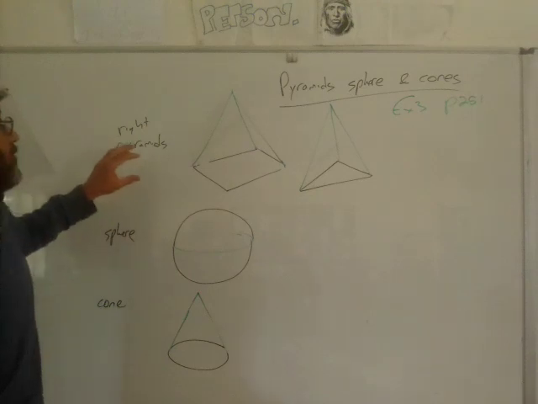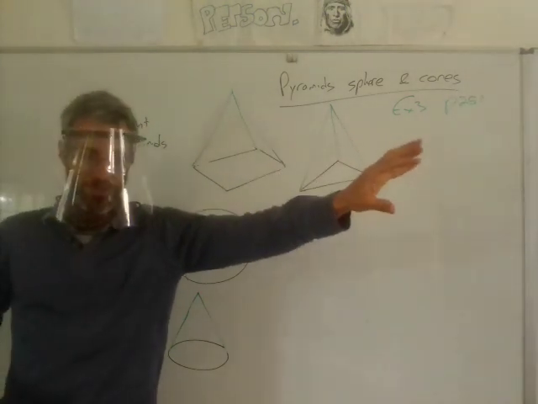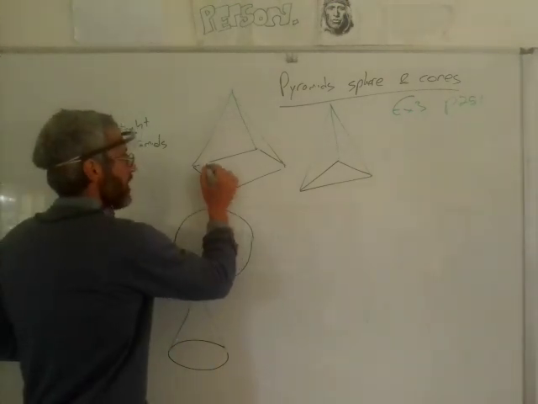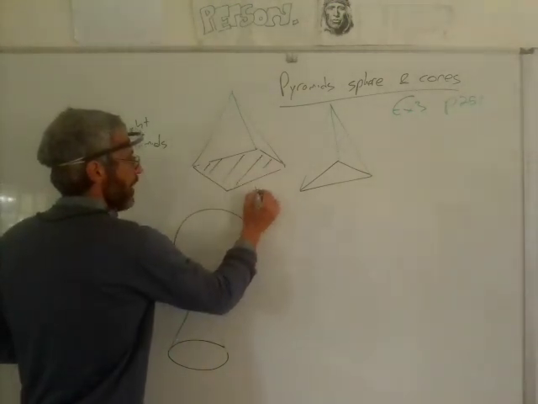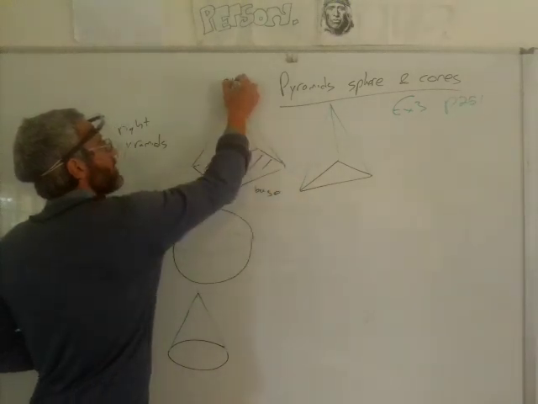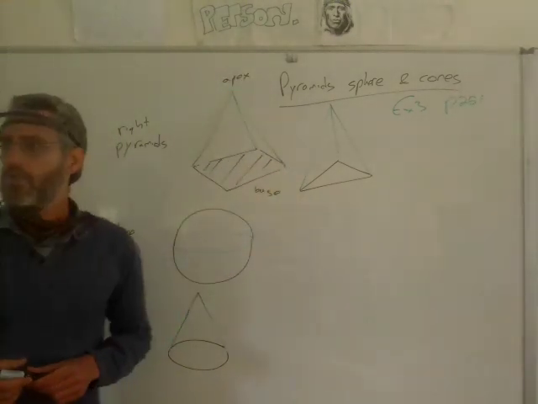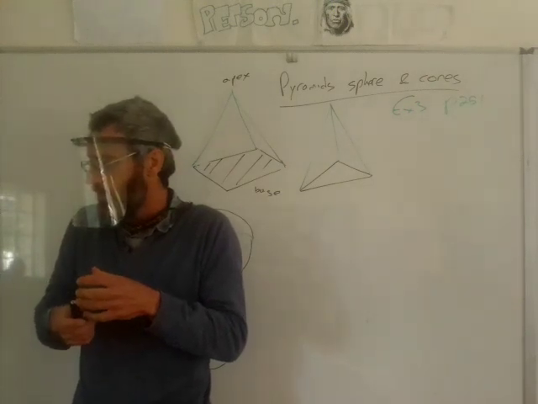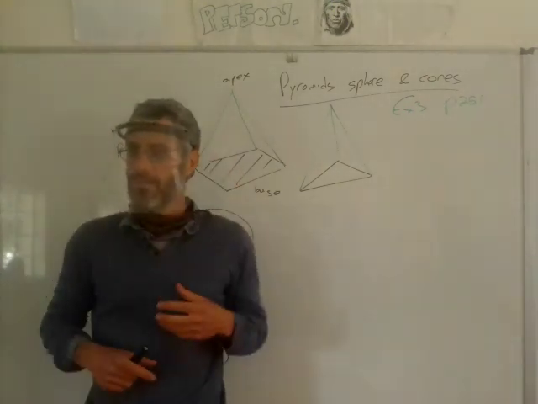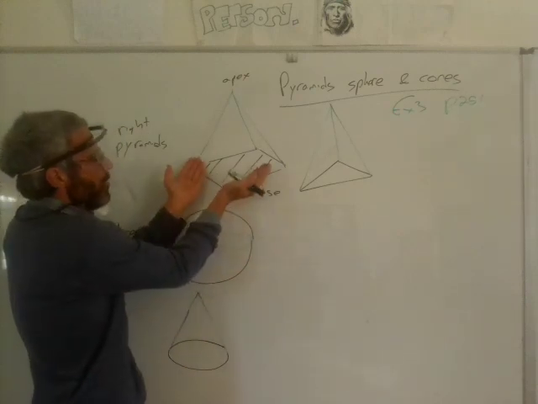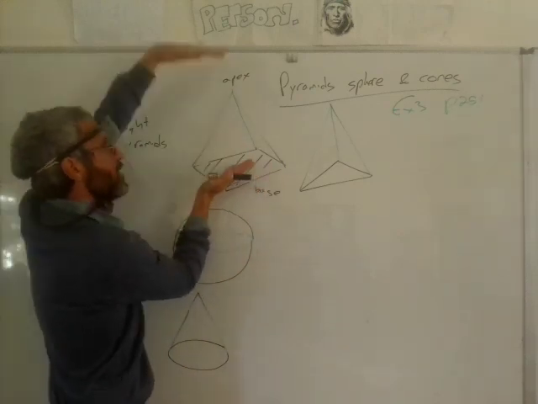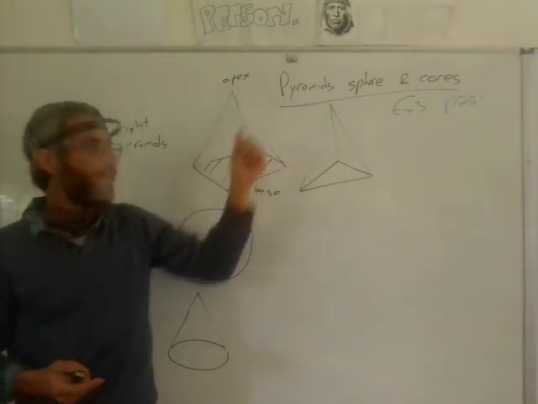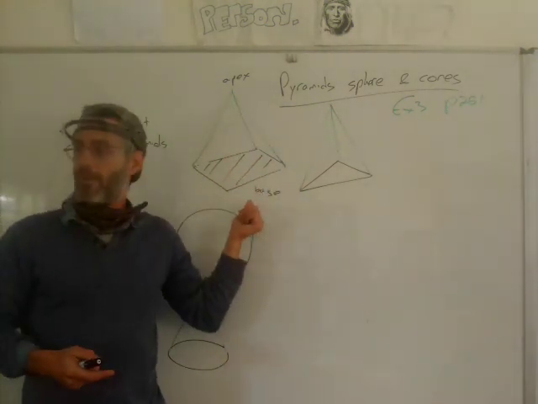The first group of shapes are right pyramids, okay? What is a pyramid? A pyramid will have a base, and you will have an apex. When we spoke about prisms, a prism always had a base and a top, and they were identical. But now we have an apex. Now we can have a square pyramid.